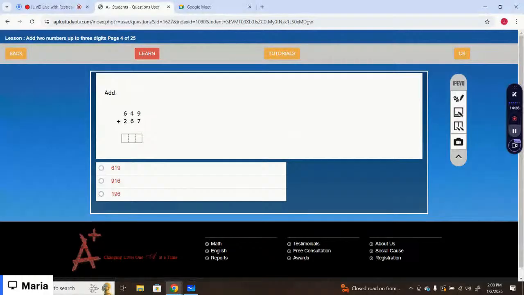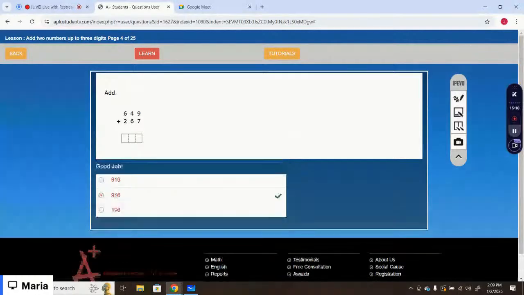The next one is 649 plus 267. So which is the correct option? Option number 2 is the correct option, 916.